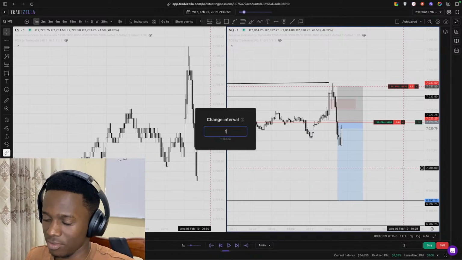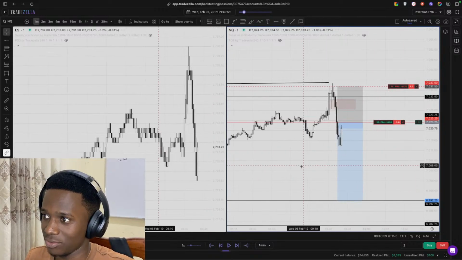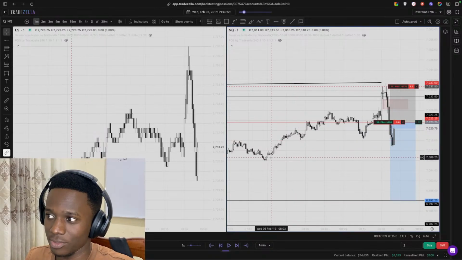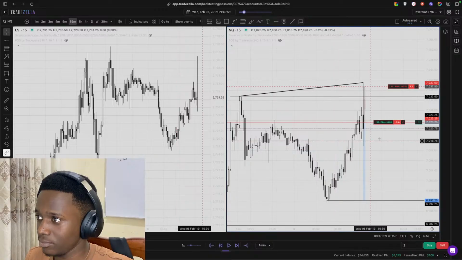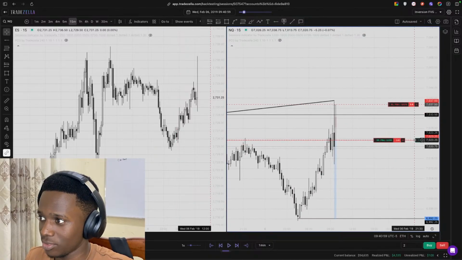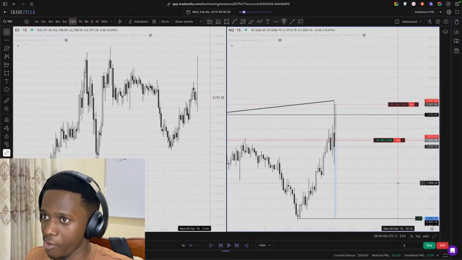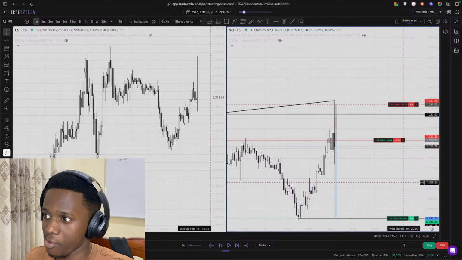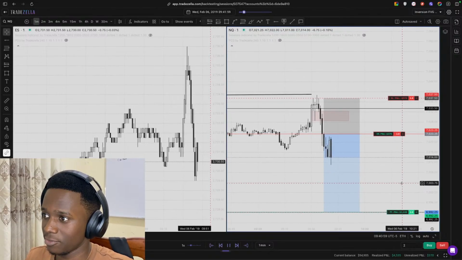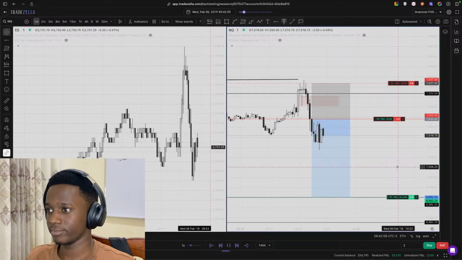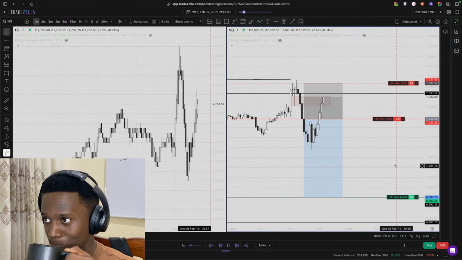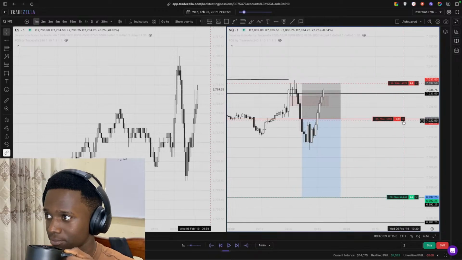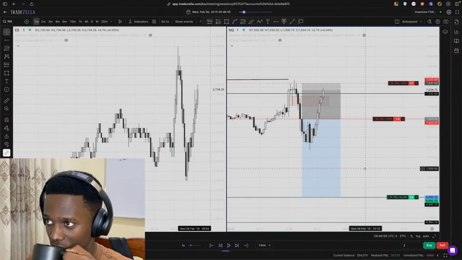Okay, I think this is a reversal incoming because we have retraced into these lows here while ES hasn't. I think I'm going to close that break even. Let's just wait. Yeah, we are cooked here. Let's close it at a small loss.